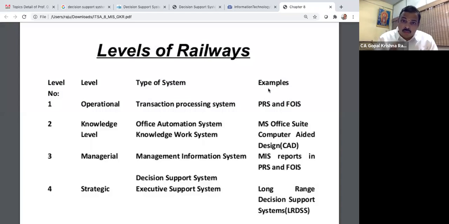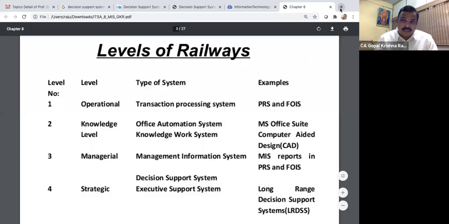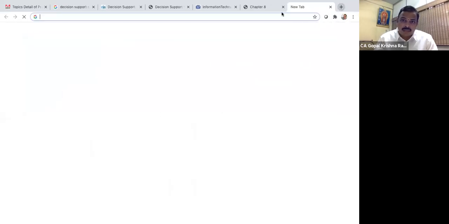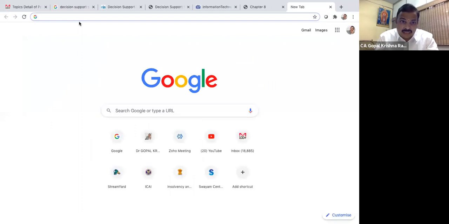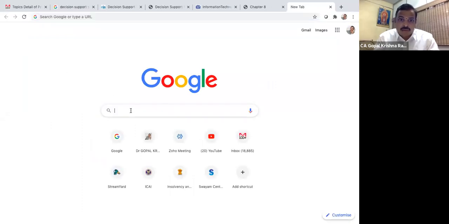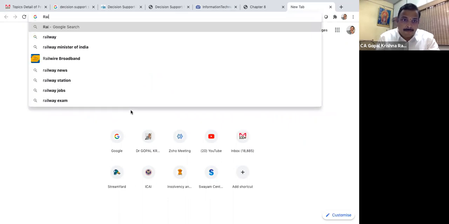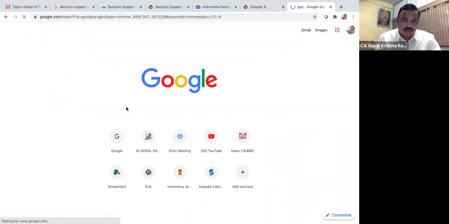And what transaction processing? That is fundamental for a railway. And that is the most robust system developed so far. And maybe for anything to study about TPS, the railways transaction processing system is the best. And FOIS is also a TPS. FOIS is freight. If I'm correct, it is the freight information system. Okay, so railway, I'll just show you.